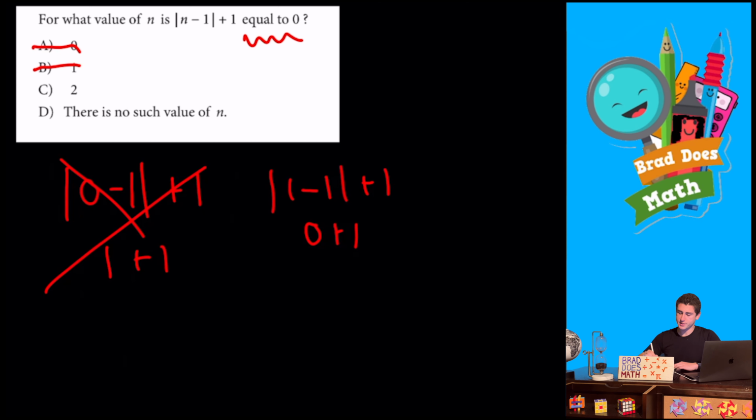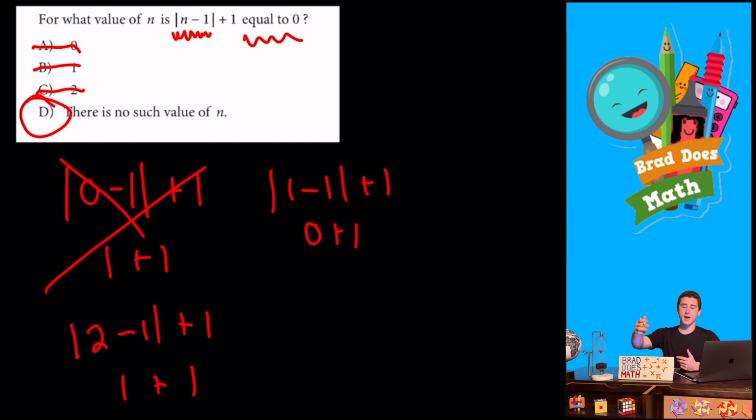And answer choice C, the absolute value of 2 minus 1 plus 1. So the absolute value of 1 is just 1, right? Absolute value just takes negatives and makes them positive. Anything that's 0 or positive, it just keeps the same. So 1 plus 1 is 2, and that is not equal to 0 again. So the answer is definitely D. There is no such value because the absolute value of anything is at least 0. And 0 or something higher plus 1 can't equal 0.